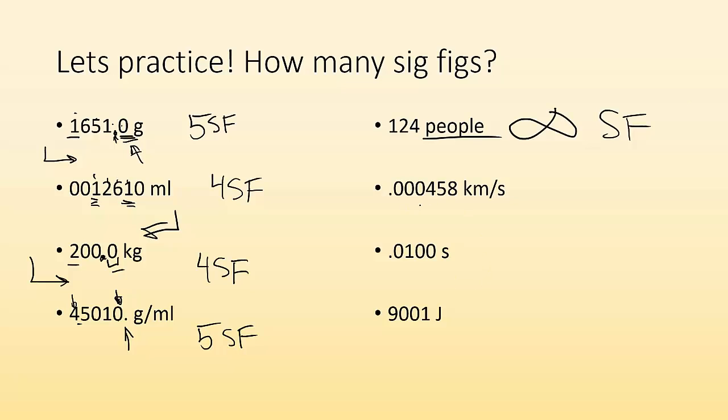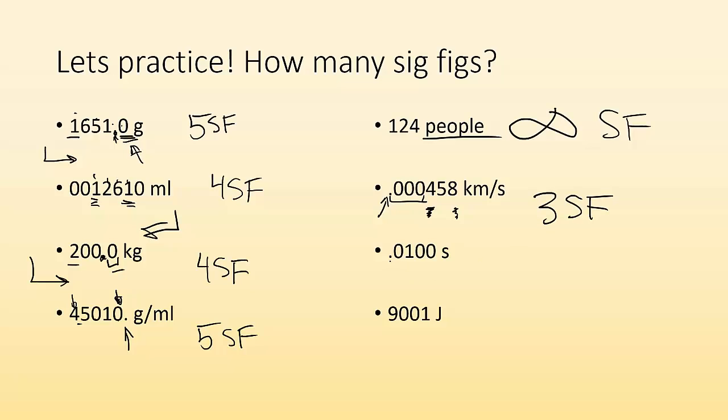All right, 0.000458 kilometers per second. Well, zeros to the left of the first non-zero aren't significant. Or I can remember my Atlantic Pacific trick and go decimal point is present. So I got to start at the leftmost non-zero and go all the way to the end. So I got 3 sig figs.